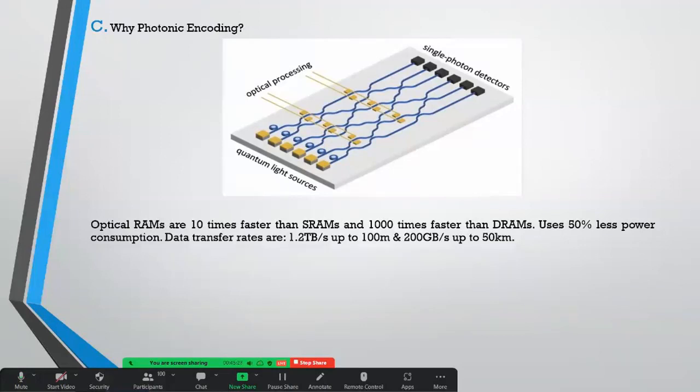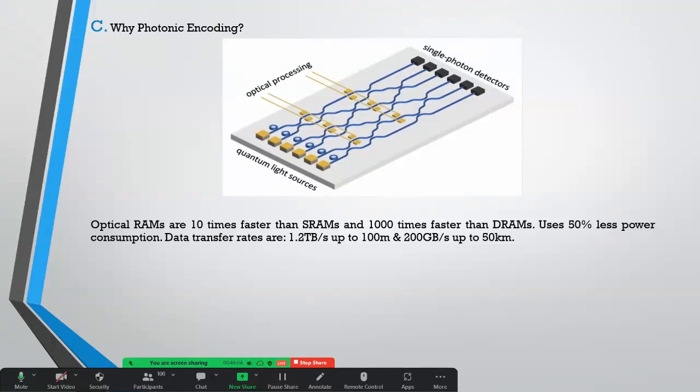Suppose we take the example of RAMs. The optical RAMs are 10 times faster than SRAMs and 1,000 times faster than DRAMs, and they use less power, around 50% less than the ones we are using. So if we replace the SRAMs and DRAMs that we are using with optical RAMs, it will be faster. And scientists can now switch between electrons and photons in a single transistor.